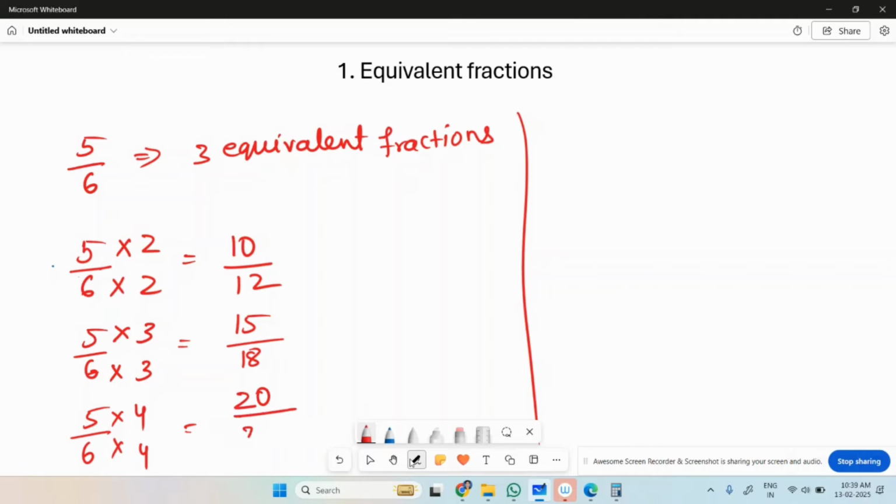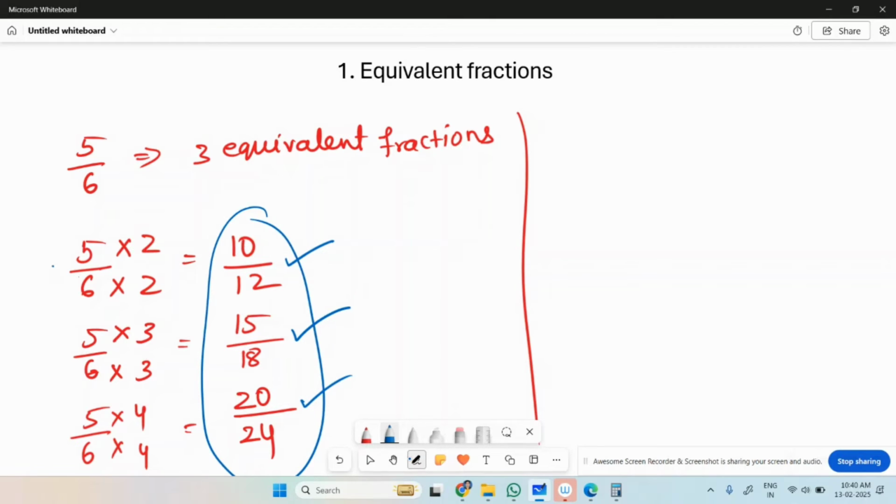5 times 4 is 20. 6 times 4 is 24. So here, for 5 by 6, three equivalent fractions are 10 by 12, 15 by 18, 20 upon 24. These are the three equivalent fractions. We can write infinite equivalent fractions for the given fraction by multiplying.